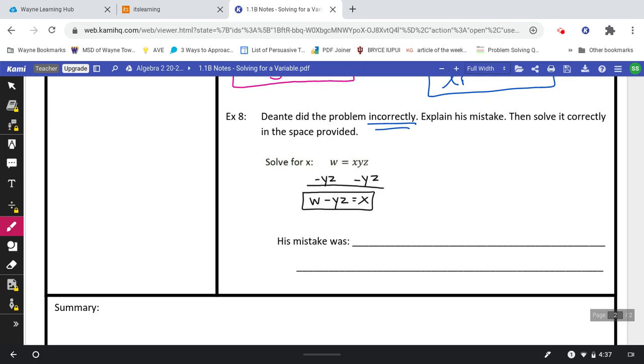All right. So Deontay was trying to get this x by itself right there. But this y and the z are actually being multiplied. So if he wanted to get rid of that, he shouldn't subtract. He should actually divide. So his mistake was he subtracted the yz when he should have divided.